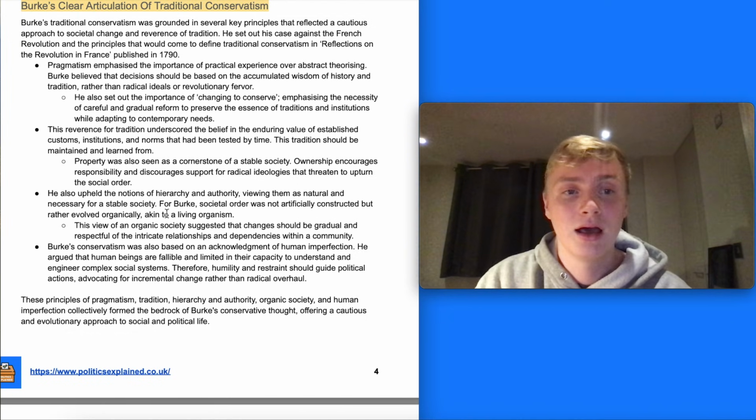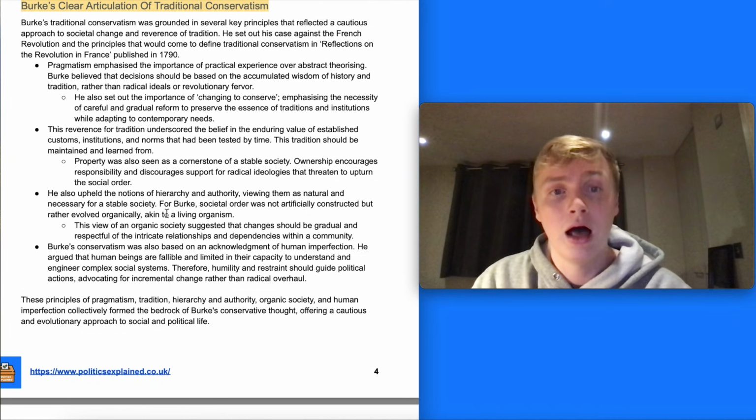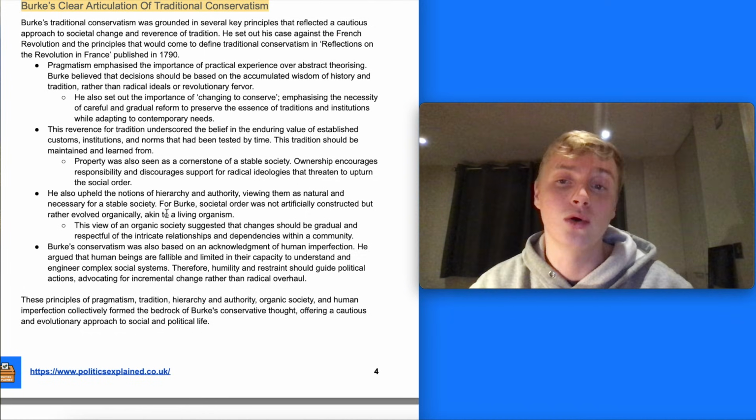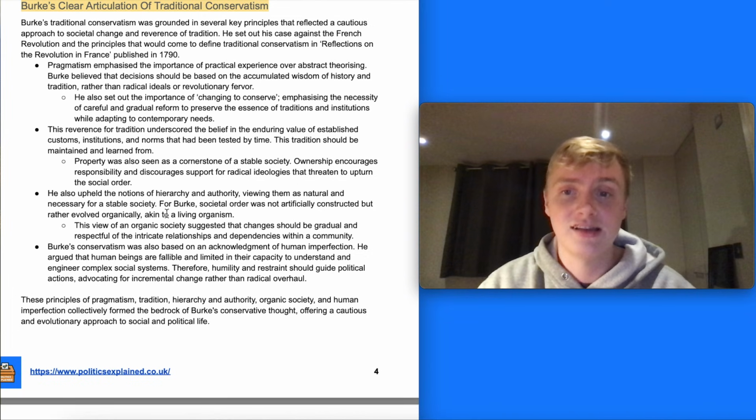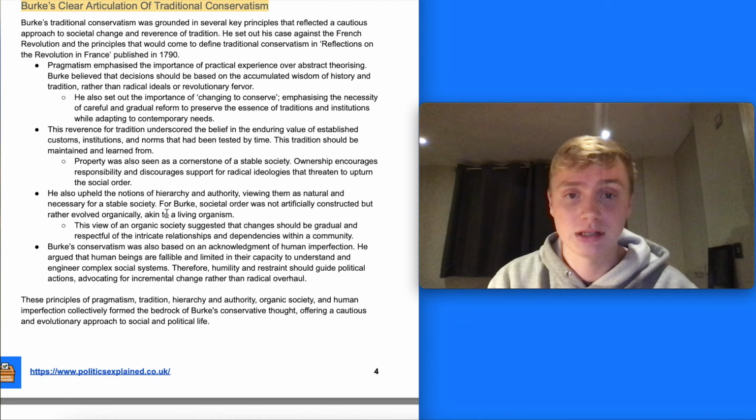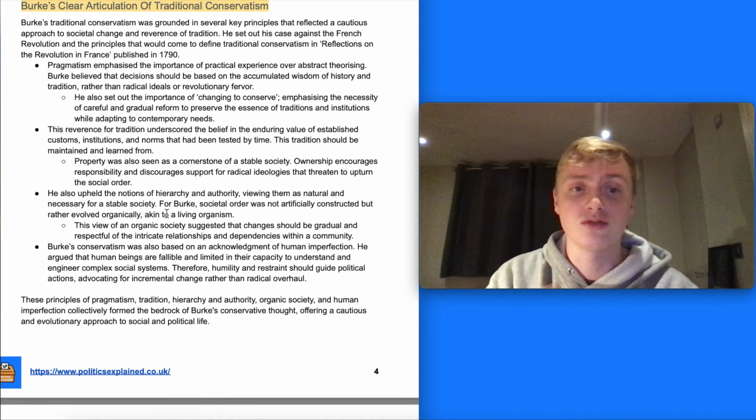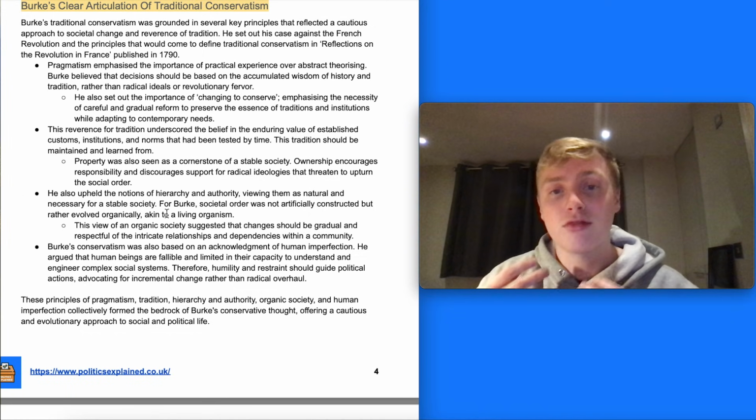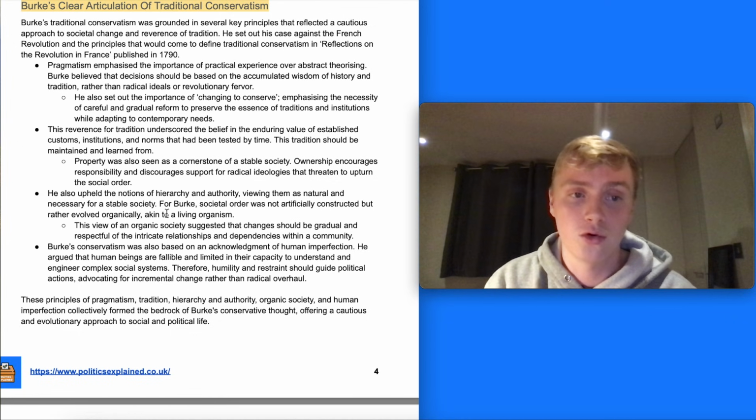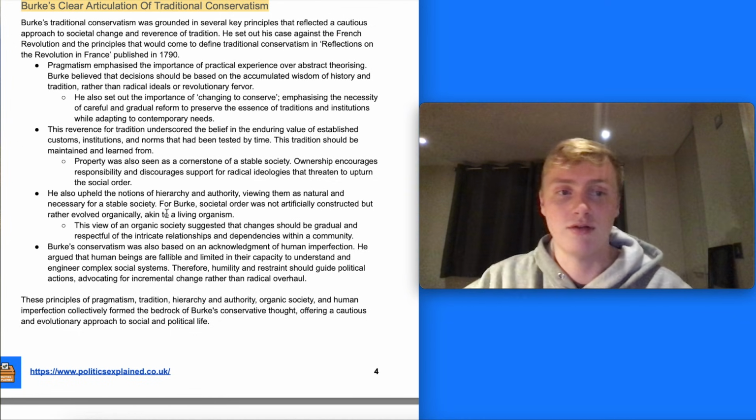Linked in a little bit into property as well, which is really key for conservatives, also key for conservatives' idea of stability in society. So they see property ownership as really important, as owning property encourages responsibility, discourages support for radical ideologies that threaten to upturn the social order, such as revolutions, such as the French Revolution.